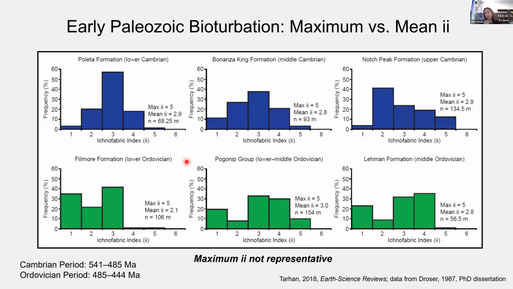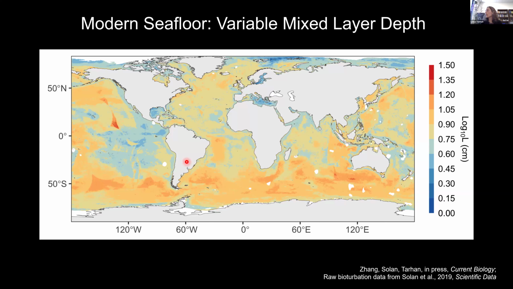So clearly, this is an instance in which maximum metrics for bioturbation intensity are not representative of extensive bioturbation throughout the majority of these shallow marine carbonate successions. And the extent of variability that we see in these Cambrian and Ordovician examples really shouldn't surprise us when we consider the extent to which bioturbation varies on the modern seafloor. So here you're looking at a global heat map of the depth of the sedimentary mixed layer for the modern oceans. And this was built by myself and colleagues from all currently available empirical sedimentary mixed layer data.